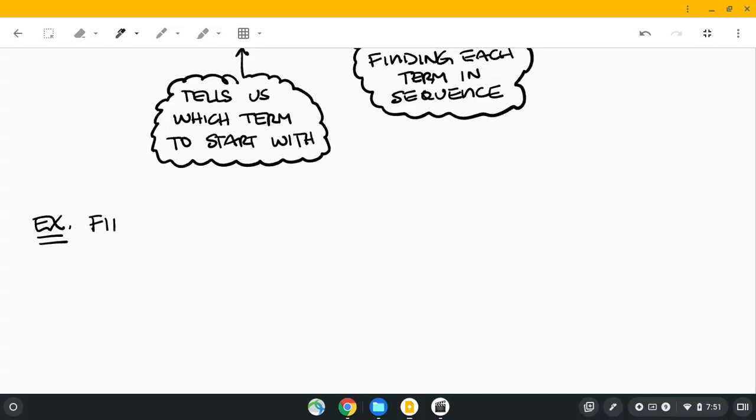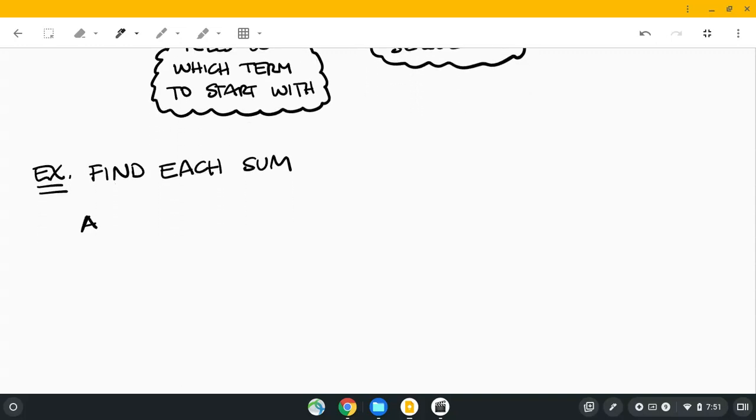Find each sum. Okay, suppose that we have this notation. So when we see that, we need to find the summation of the first term all the way up to the fifth term. And our formula to find each term is k squared. Okay, so that's what that all means. We're starting with the first term. So again, we use this. This is how we find each term.